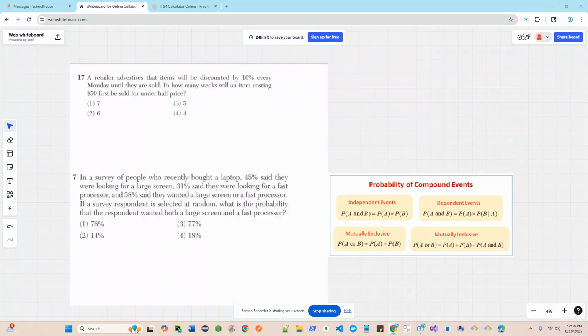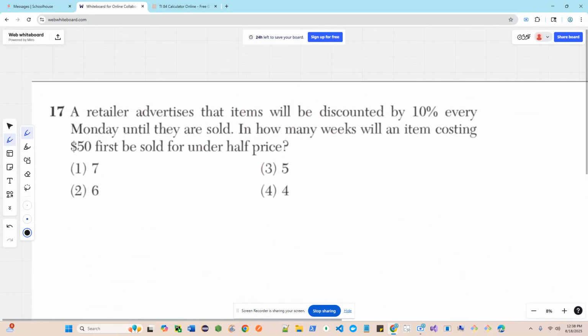Everyone. Today I'm going to be diving into two questions. The first one being about exponential growth slash decay, and the second one being about the probability of compound events. Let's get started. Question 17.